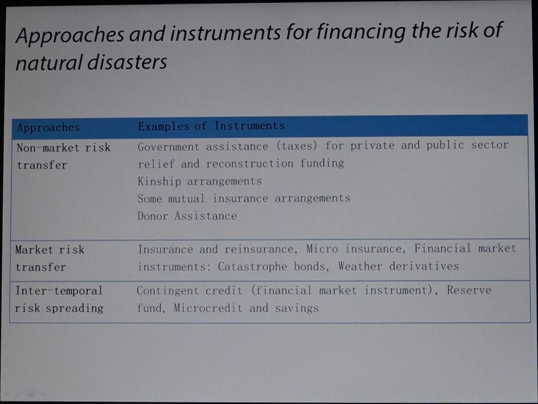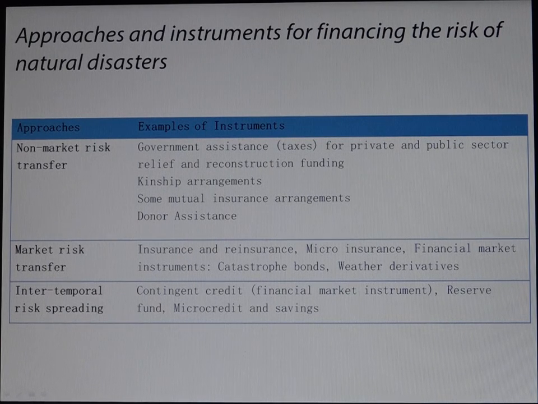Household, businesses and governments can transfer their catastrophic risk by insurance and/or reinsurance. In addition to traditional insurance, there is an emerging interest in other alternative risk transfer instruments, such as catastrophe bonds and weather derivatives. Finally, intertemporal risk spreading is another approach for risk management.